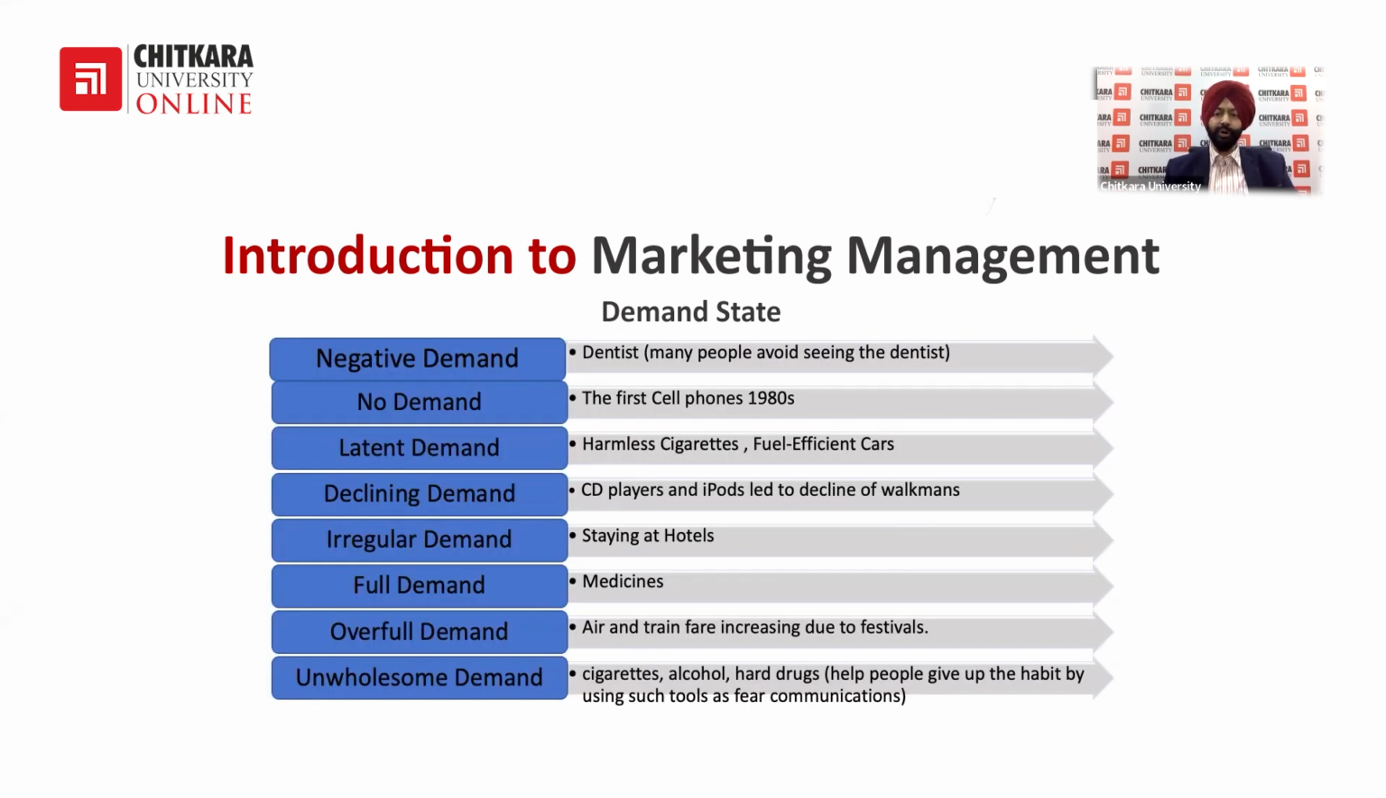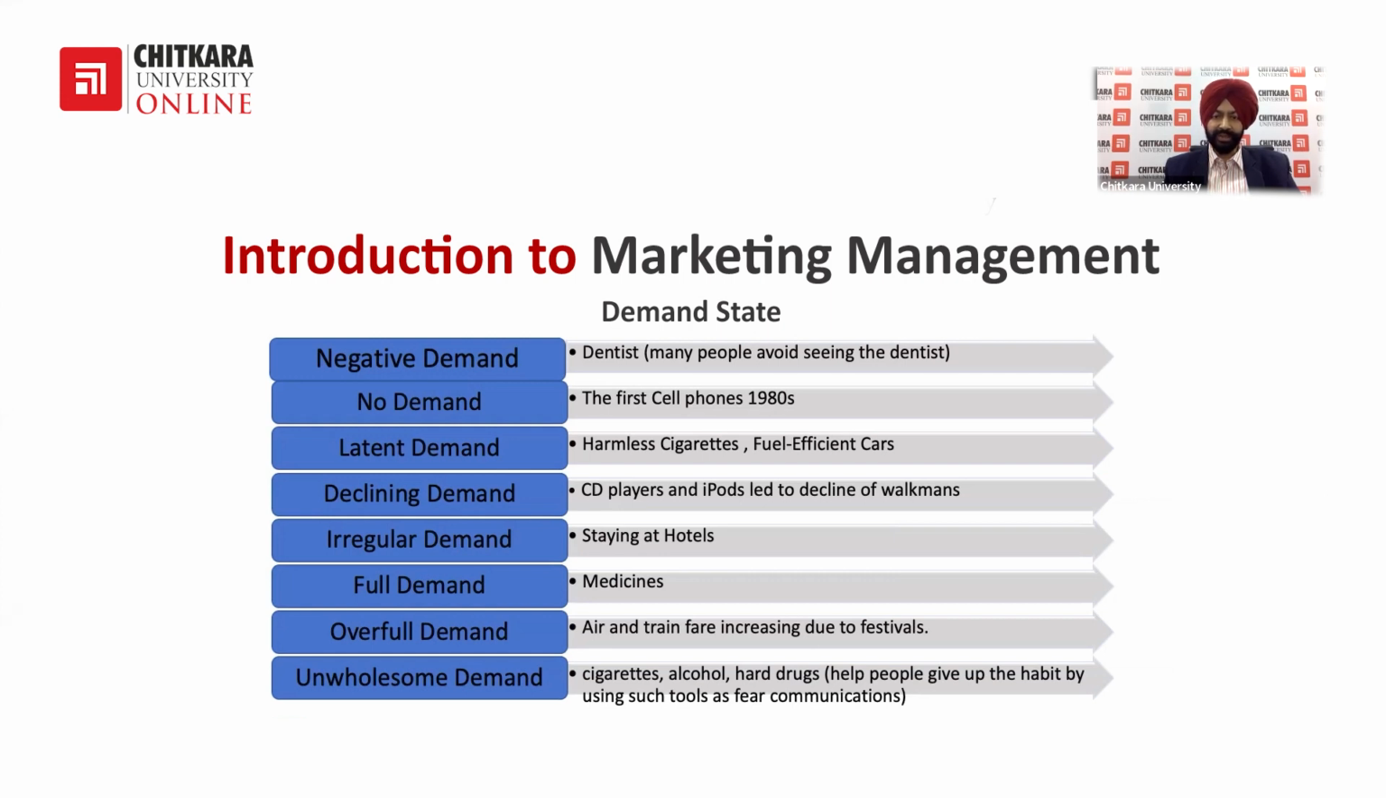Dear students, I'm sure the products and services are transacted because there is a demand in the market. Now, there could be different demand states, and let's try and look at it. We have negative demand.